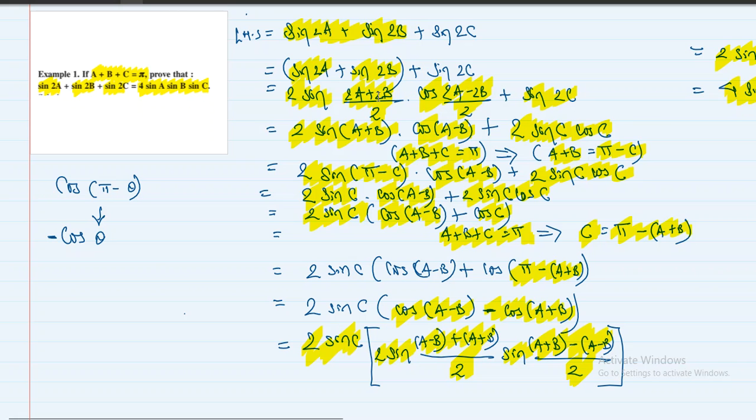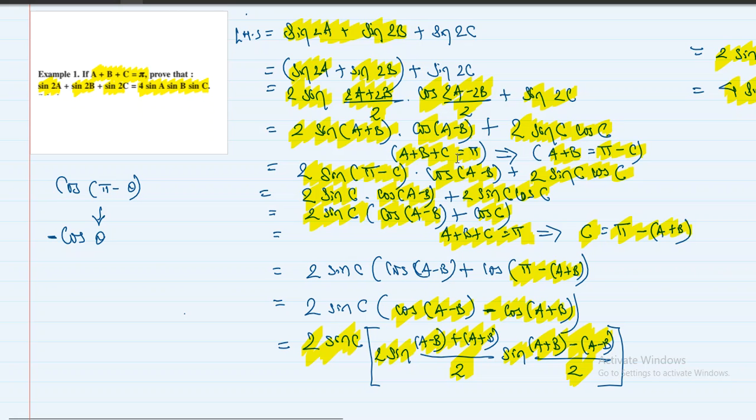Now A plus B will be in the bracket, 2 will be taken out common and it will cut with the denominator. Same thing over here. So we get 2 sin (A plus B) into cos (A minus B) plus sin 2C will become 2 sin C cos C. Sin 2 theta is equal to 2 sin theta cos theta. Sin 2C is equal to 2 sin C cos C.